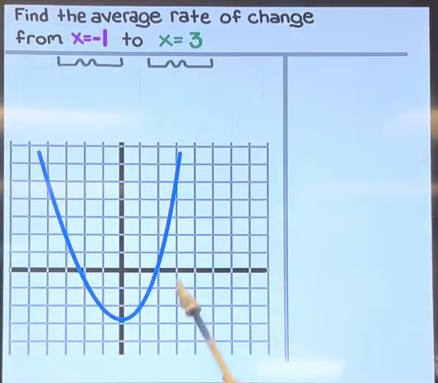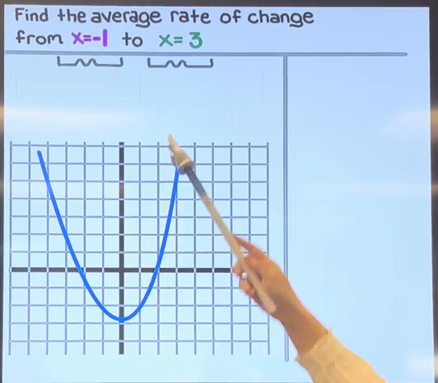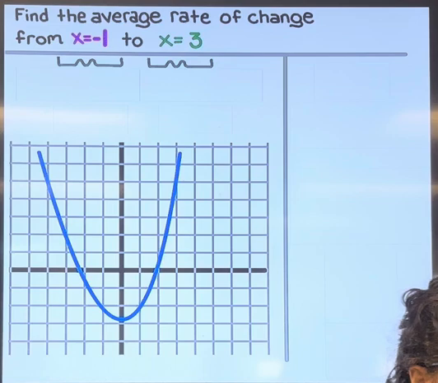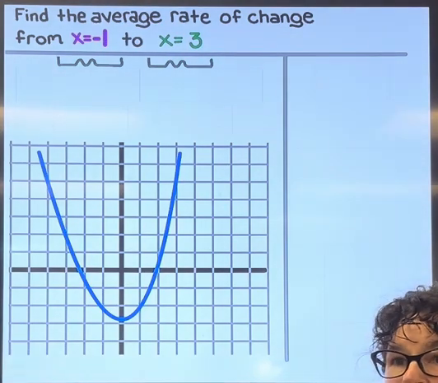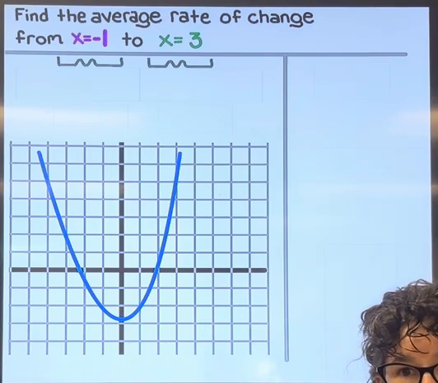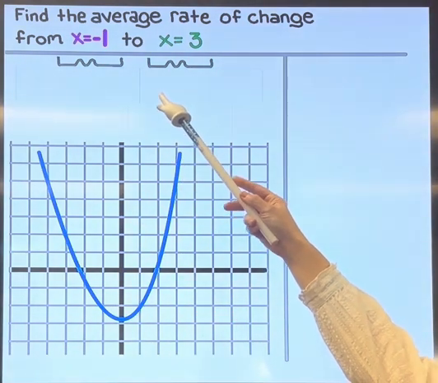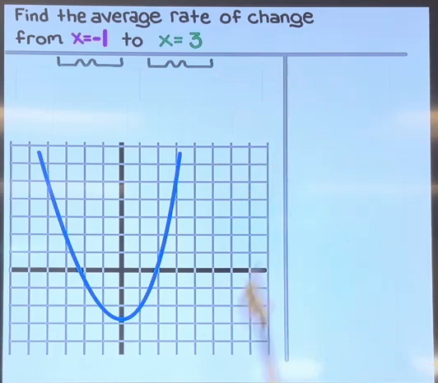Given a picture of the graph, we would like to find the average rate of change from -1 to 3. We want to remember that average rate of change is the same thing as slope. So we're really asked to find the slope from x equals -1 to x equals 3. So let's start off by putting in some points that go with -1 and 3.